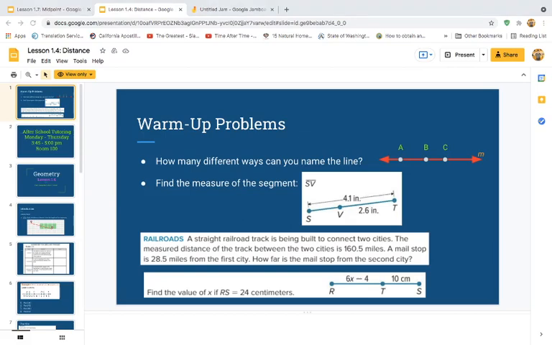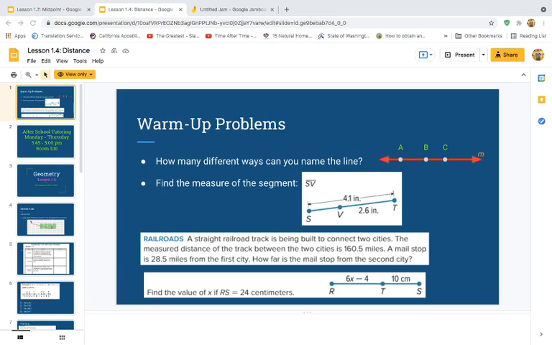Hello, today we're going to be doing lesson 1.4 from our textbook, which is all about distance. We'll start by doing the warm-up problems seen in front of you on this warm-up problem slide. Go ahead and pause the video and take a few minutes to complete the problems, and then we will go over them.